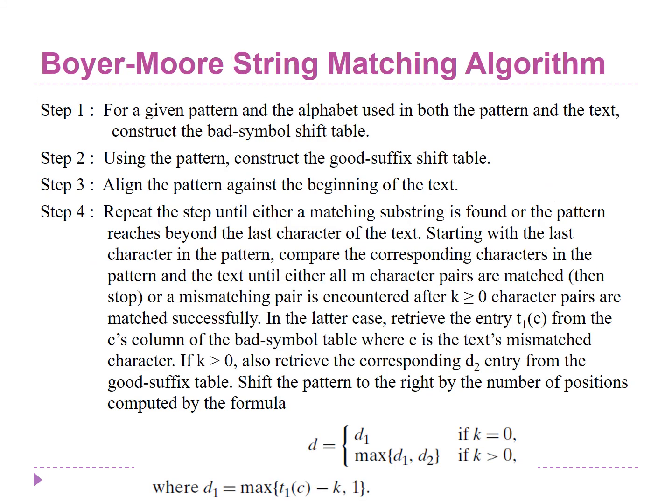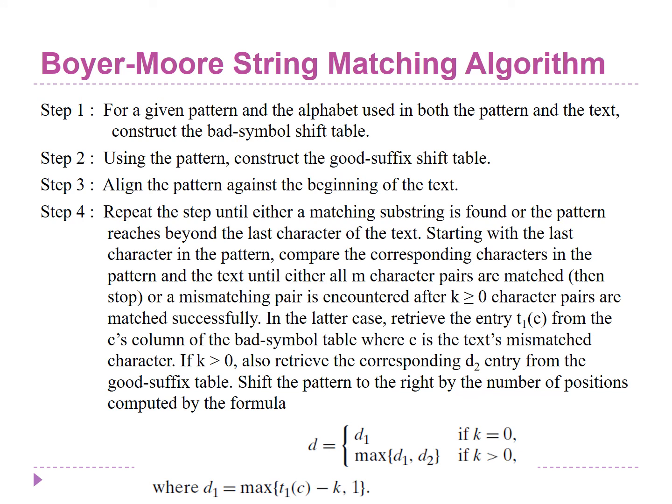Boyer-Moore string matching algorithm. Step 1. For a given pattern and the alphabet used in both the pattern and the text, construct the bad symbol shift table. Step 2. Using the pattern, construct the good suffix shift table. Step 3. Align the pattern against the beginning of the text to start the string matching. Step 4. Repeat this step until either a matching substring is found or the pattern reaches beyond the last character of the text.